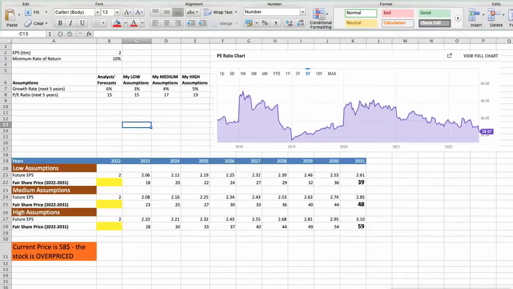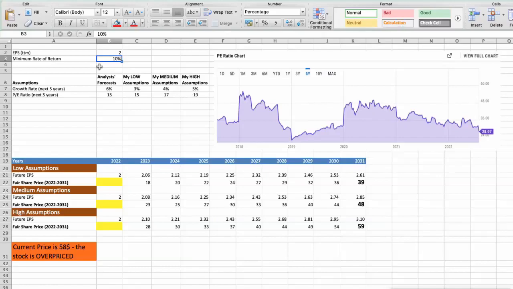Second model. Valuation based on earnings per share. This spreadsheet contains another financial data that we will use for the stock valuation. The current earnings per share for the company is 2.0. Minimum rate of return. I will use 10%, because when we invest in individual stocks, we are looking for a higher return than the S&P 500.